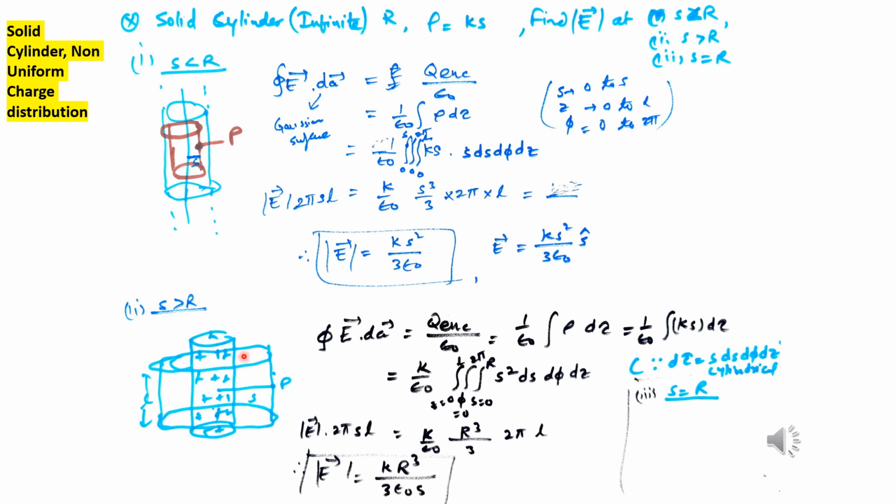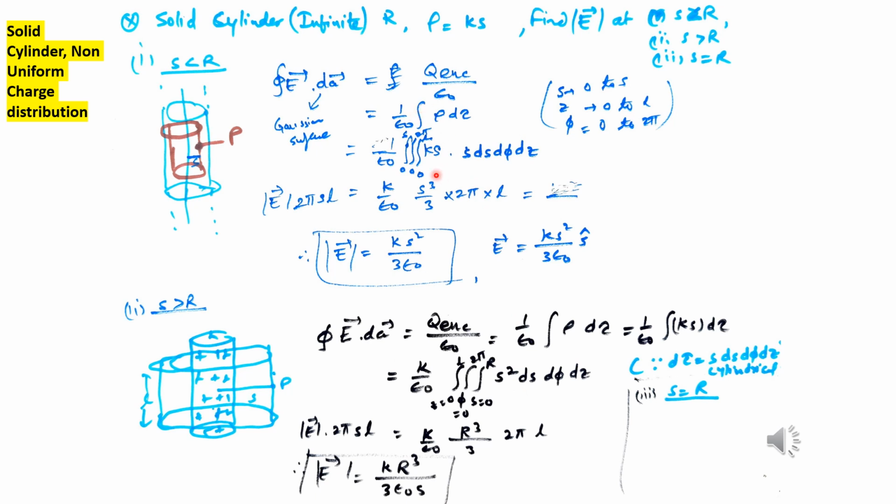The same procedure will be followed for S greater than R, meaning the point where we want to get the electric field is outside of this cylinder at distance S. Here again we have to draw a cylindrical surface, the Gaussian surface, and apply Gauss's law: the closed surface integral of E dot dA equals Q enclosed by epsilon naught, and in this case the Q enclosed will be the total charge on this cylinder.